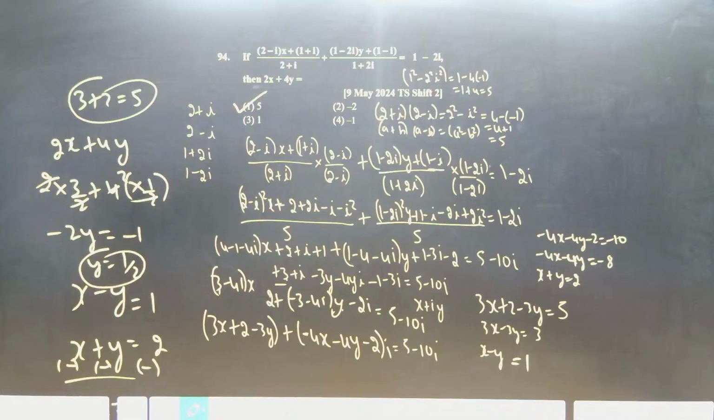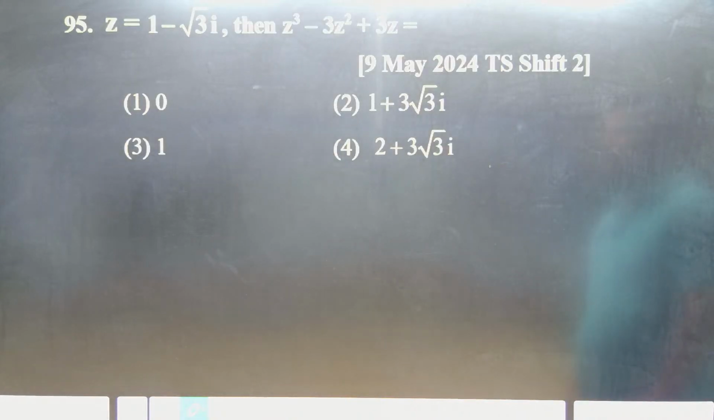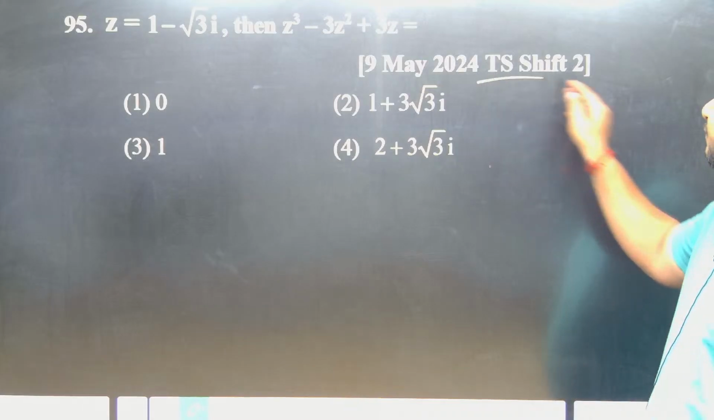Let us do one more question on complex numbers. See here, they have given z is equal to 1 minus root 3i. They are asking z cube minus 3z square plus 3z is equal to what? TS 2024 they have asked this question.